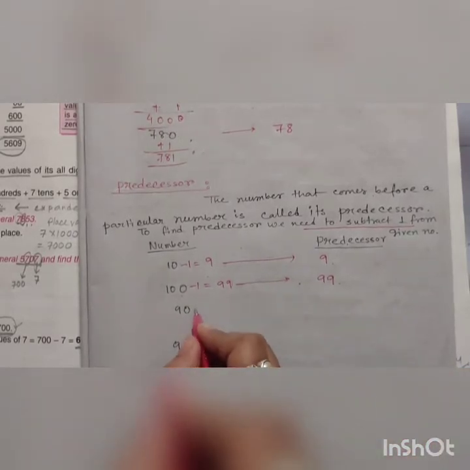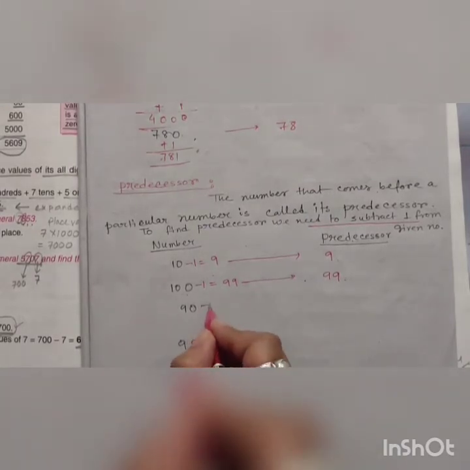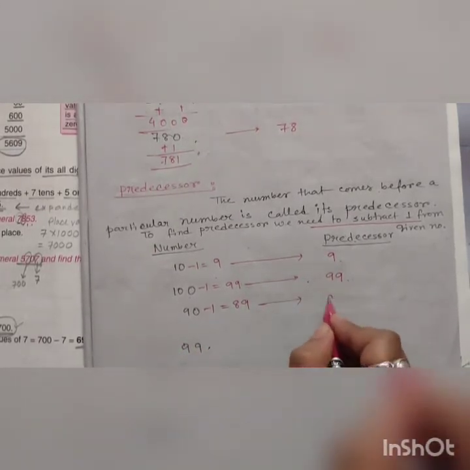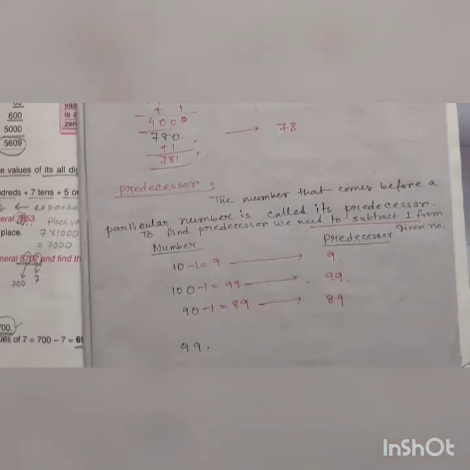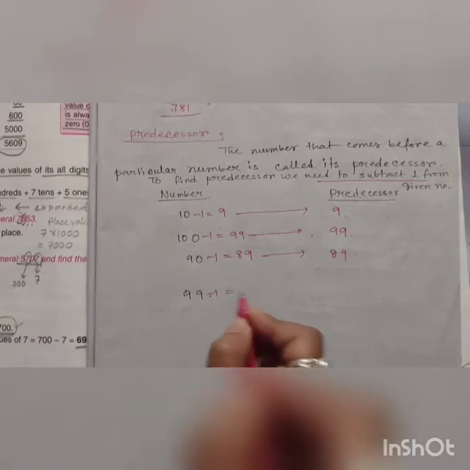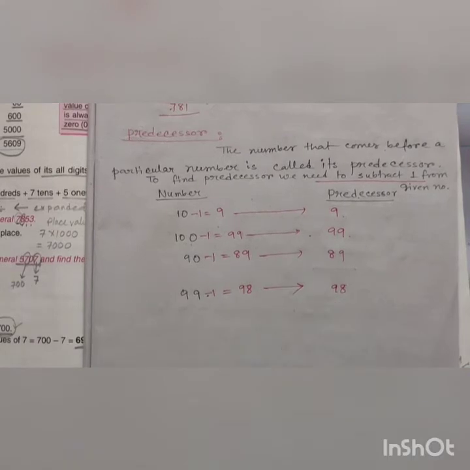The predecessor of 90: if you subtract 1 from this number, you will get the predecessor. 90 minus 1 is 89, so 89 is the predecessor of 90. What will be the predecessor of 99? If you subtract 1 from this number, you will get 98, and this is the predecessor of 99.